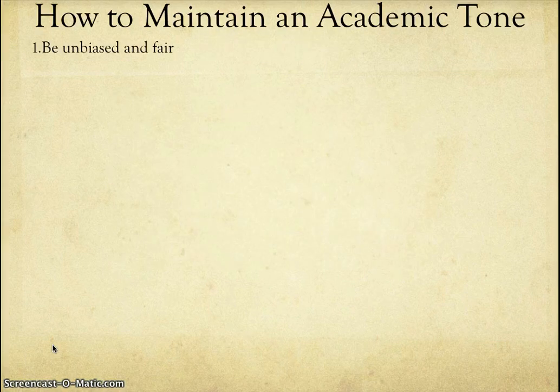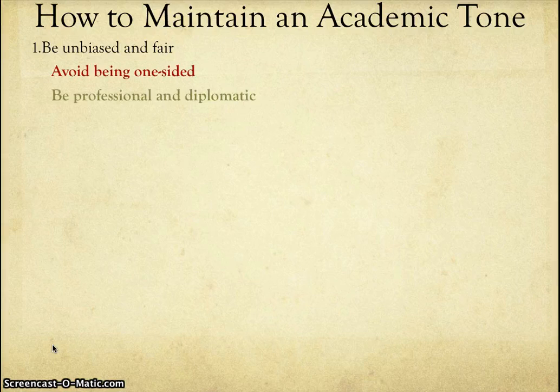Number 1, you want to be unbiased and fair. What that means is that we're going to avoid being one-sided and instead be professional and diplomatic. So this means that your tone should not sound like you have a bias. You don't want to sound totally one-sided, even though you of course have an agenda and you are of course trying to persuade someone. You don't want to give that away.